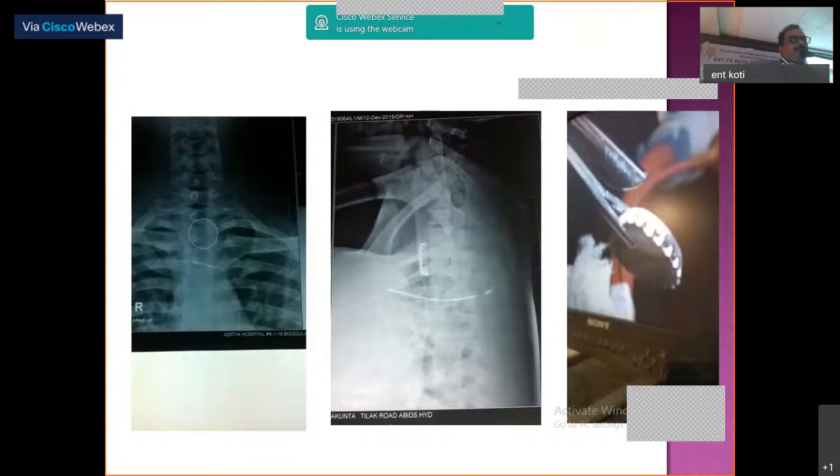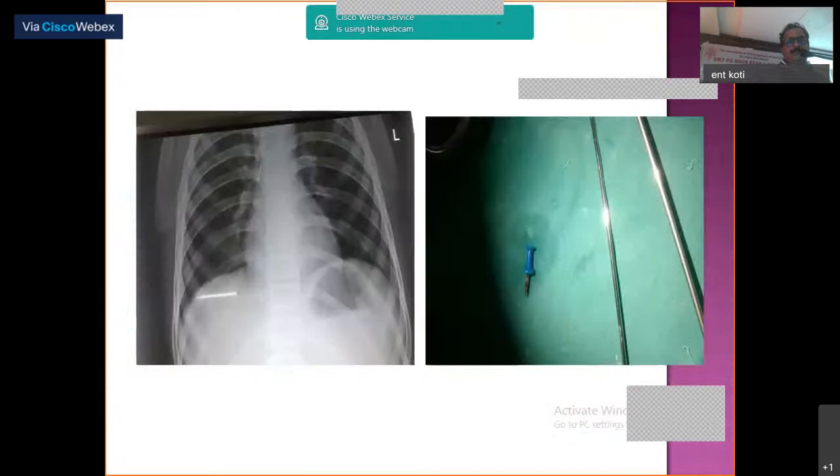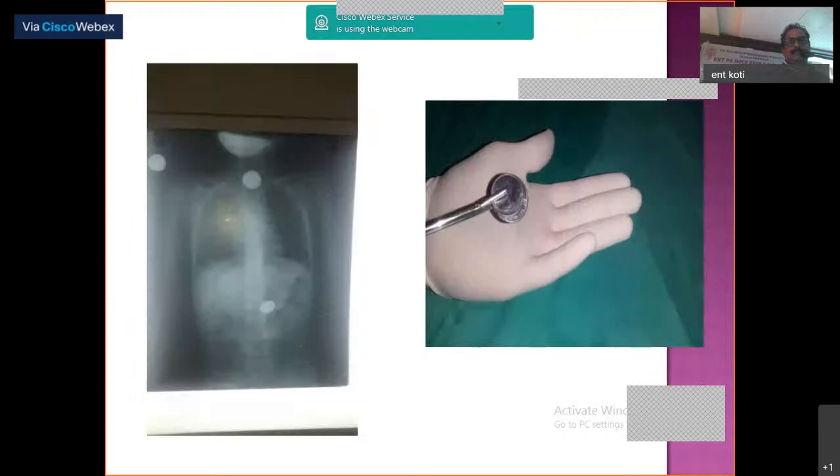This is a cool drink bottle cap, right? Can you see the image on the X-ray? This was the needle, the pinning board pin, that was in the bronchus, right side. And this was the patient.